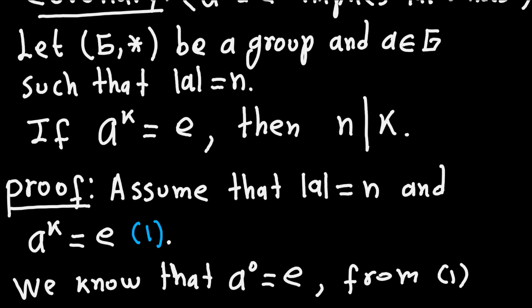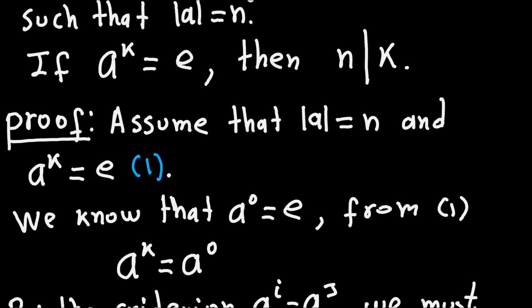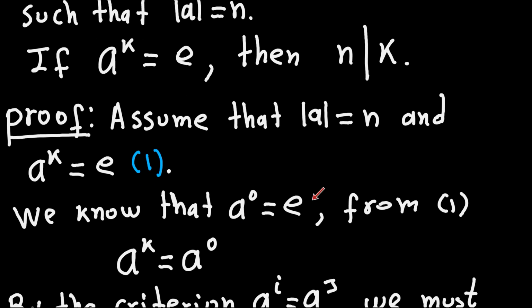All right, so let's look at this corollary. Let's assume the hypothesis. So we have that the order of A is n, and that A to the k is the identity. Let me call this number 1. Now we also know that A to the 0 is the identity, by the definition of exponentiation that we have for groups. So A to the k is the identity, and A to the 0 is the identity. That means A to the k is exactly the same as A to the 0. So they're the same thing.